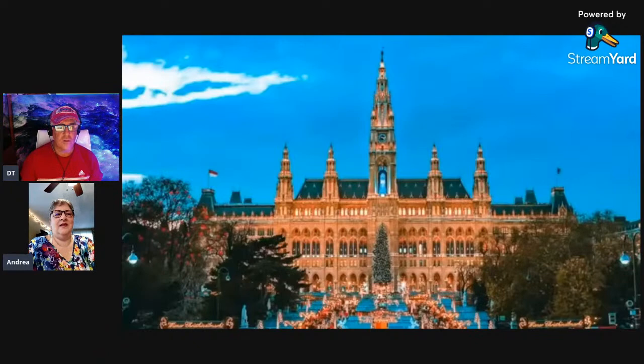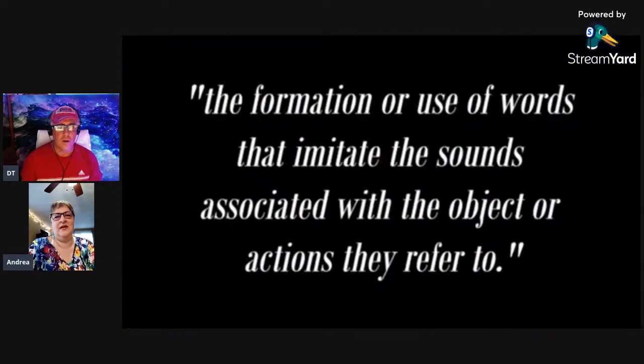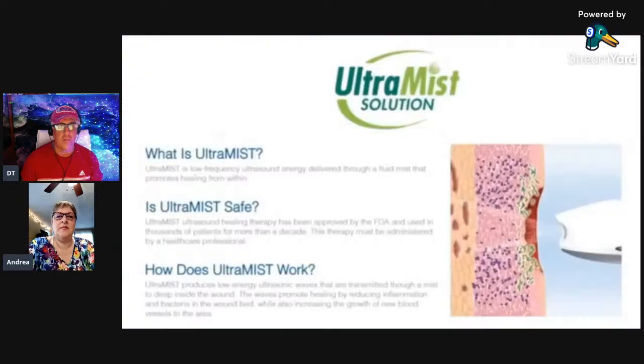Let me do the scrubber bar here and see where we are. The formation of words that imitate the sounds associated with the object or actions that they refer to. Oh, onomatopoeia. If you don't understand, pop, bang, splash, whip, drip, buzz. That's called onomatopoeia. That's what they're talking about there.